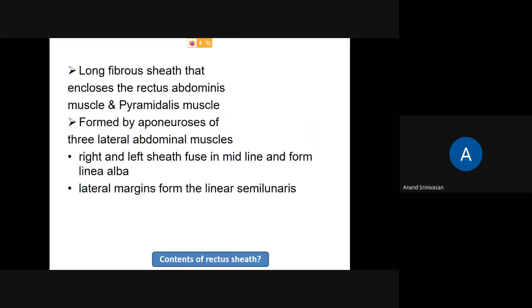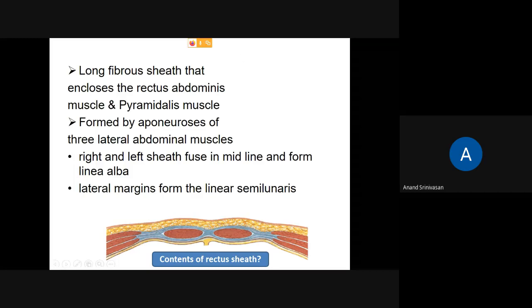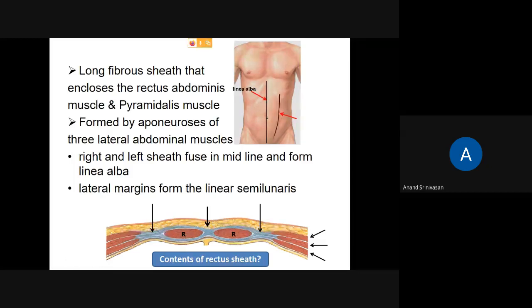Now the rectus sheath. So here, the anterior rectus sheath and posterior rectus sheath. This is the rectus abdominis muscle. Now this is very important. If you see the external oblique muscle, internal oblique muscle, and transverse abdominis muscle, and that is the rectus abdominis. The center one is called the linea alba. And this lateral margin is called the linea semilunaris.